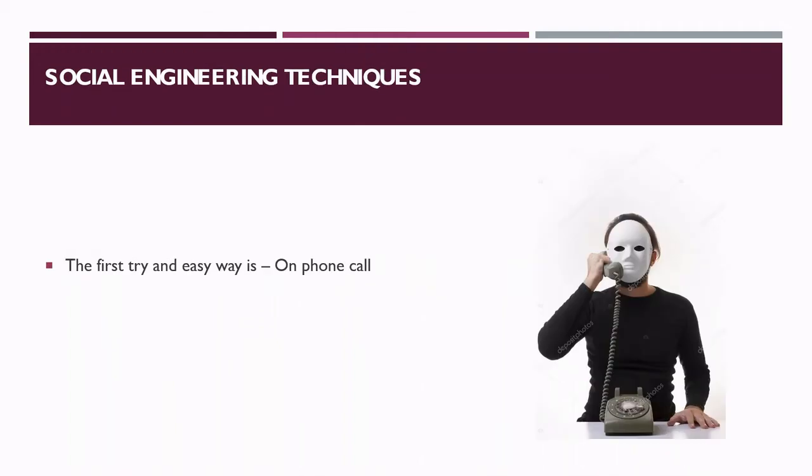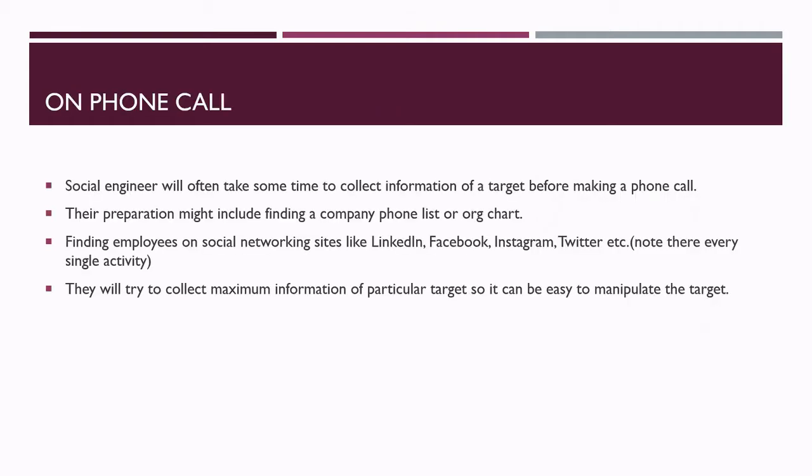Let's learn about social engineering techniques. The first and very easy way is a phone call. On a phone call, the social engineer will take some time to collect information on the particular target before making the call. The social engineer will do preparation a couple of weeks or months before.